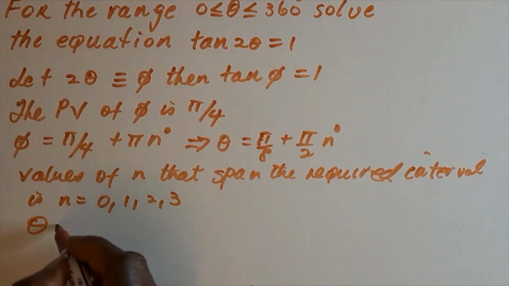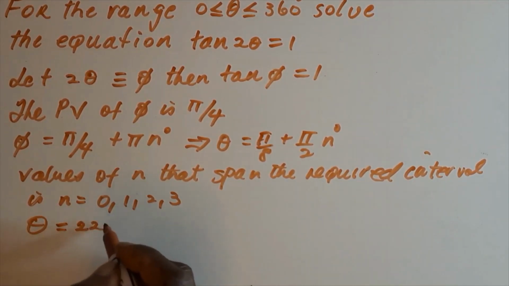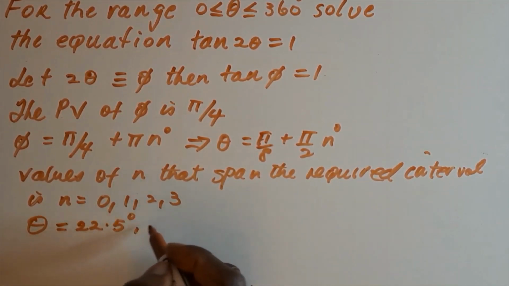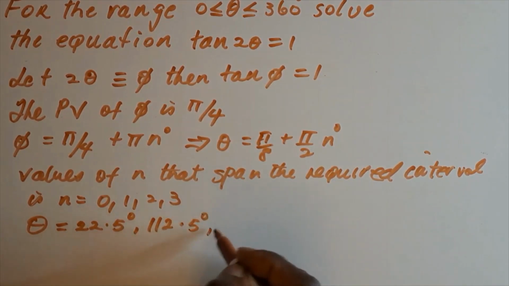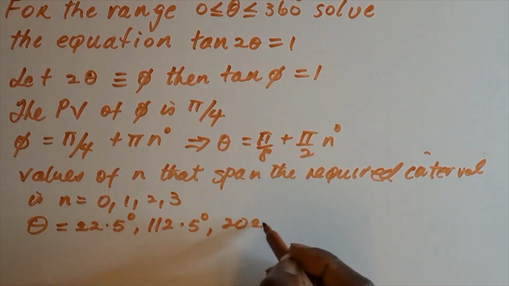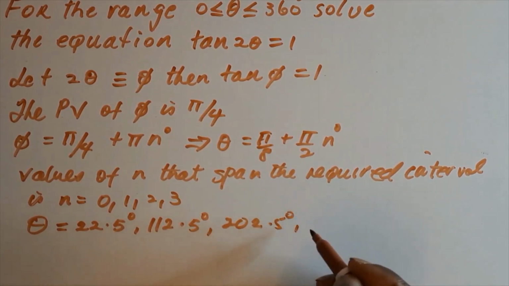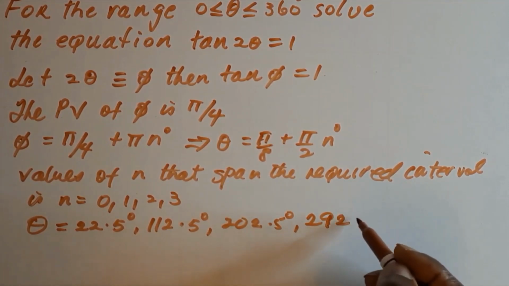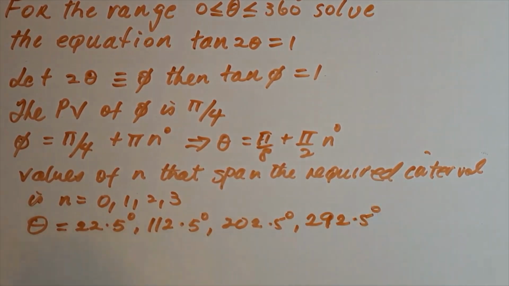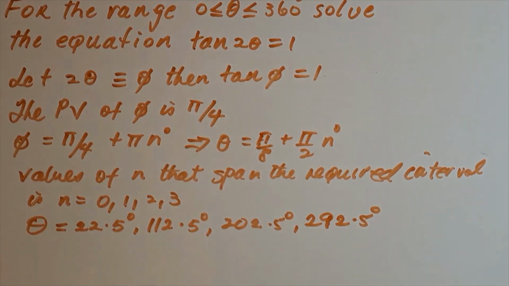So theta will have these values: 25.5 degrees, 112.5 degrees, 202.5, and lastly 292.5. Always check that your largest value of theta lies within this range, 0 to 360 degrees.